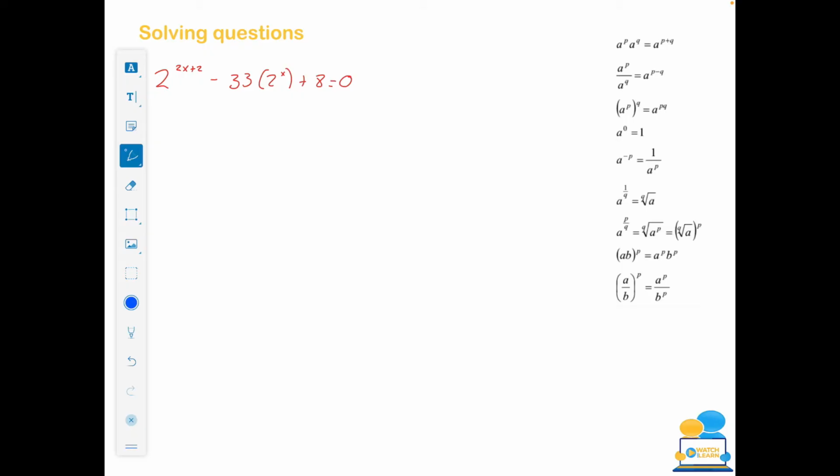This will be the last indice question that we look at before we move on to logs. It's a little different, this question. So what we're going to do, we're going to do some manipulation to turn it into an algebra problem. And then from there, it's just pure algebra.